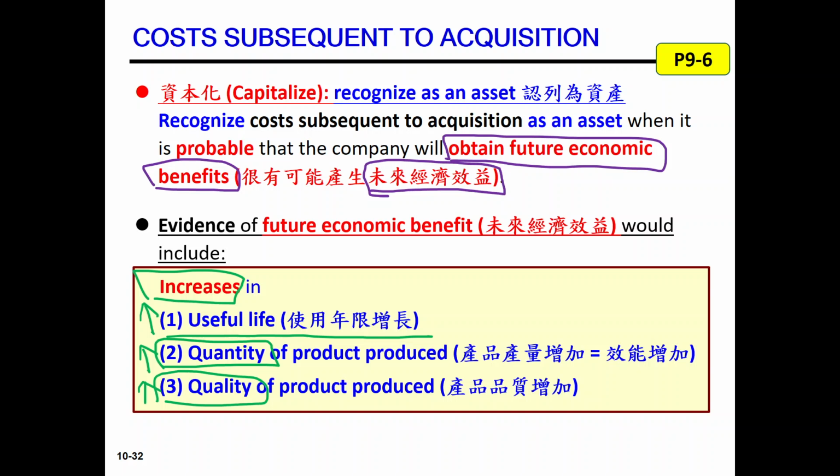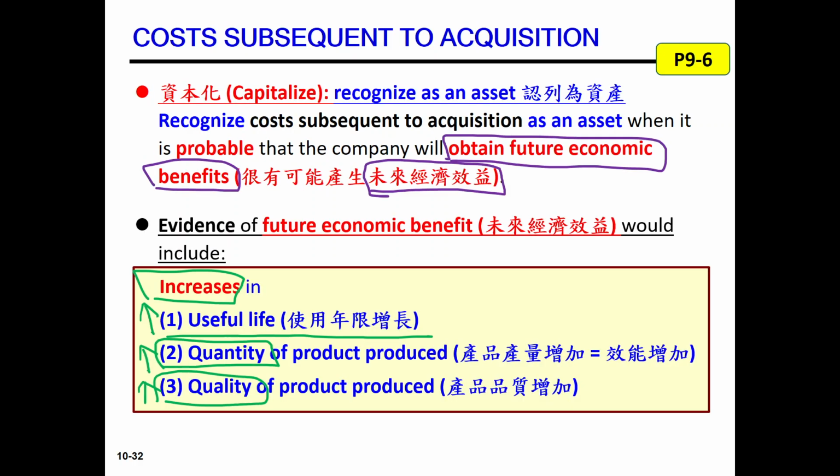Okay, so when you spend the money to improve your PPE, which will make your PPE have a longer useful life, which will make your PPE produce more quantities of products or produce higher quality of products, then the money you spend is worth it, right? Okay, so that's your asset. Otherwise, they are your expense. Okay? Any questions? No problem?